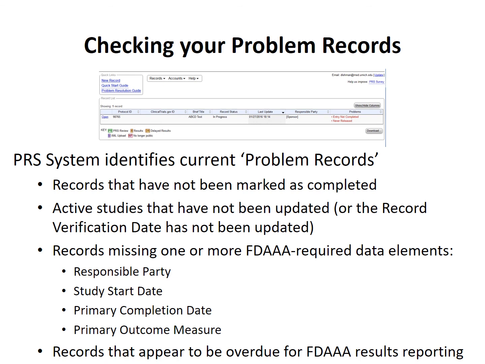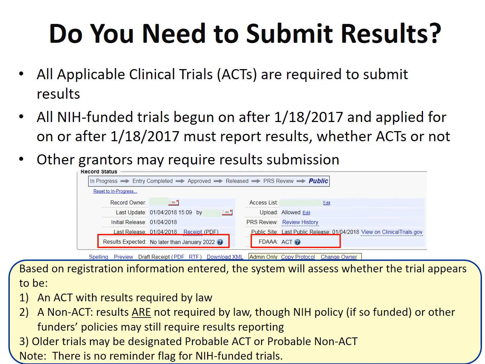for FDAAA results reporting. The database will help automatically determine whether or not you are required by law to share results information on ClinicalTrials.gov. However, this analysis relies on data entered by the responsible party. If any data is not correctly entered, then the PRS assessments may not be correct.